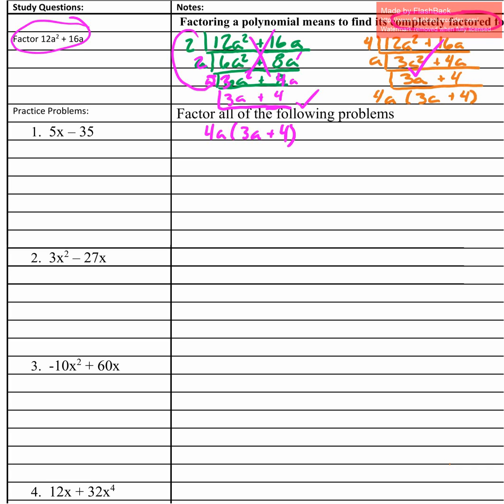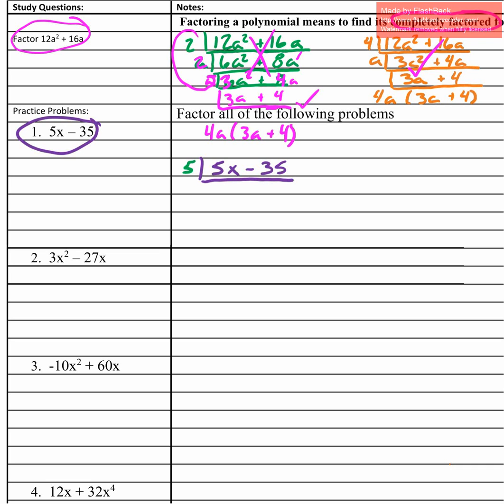So looking at this example here, we're going to call this example 1. I'm going to go ahead and set up my upside down division. And I'm going to always start with my numbers. So when I look at 5 and 35, what number will go into both of those? All right, I hear you. You are correct. It is 5.